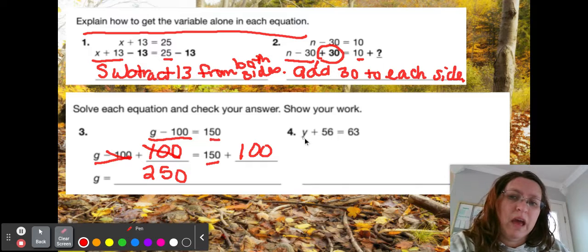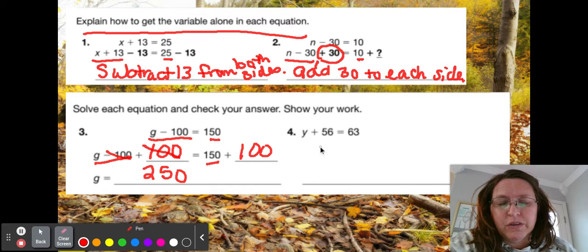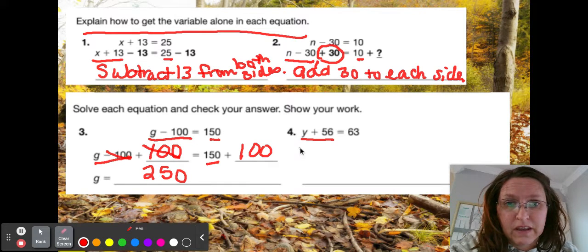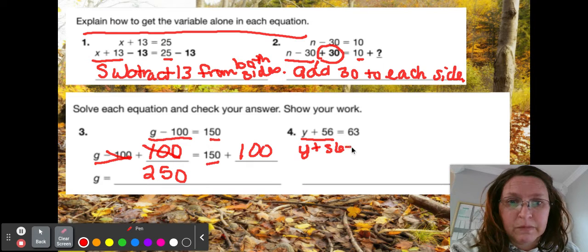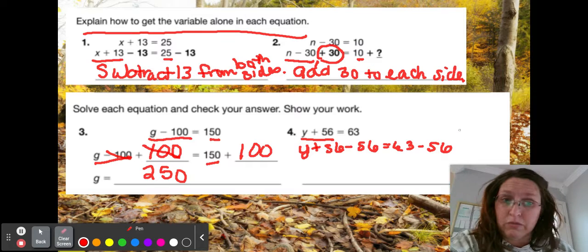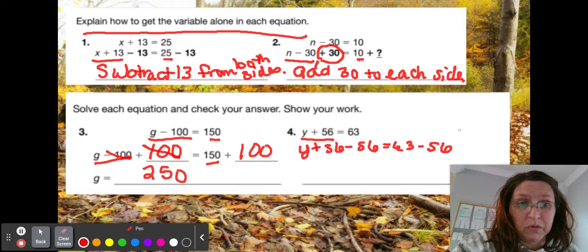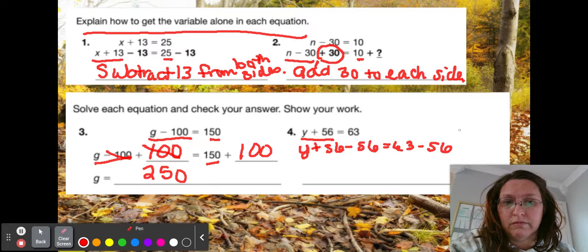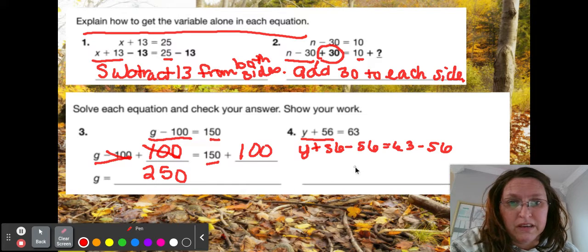Over here, I'm going to ask the same question. What's my variable? My variable is y. What are they doing to y? They're adding 56. So how do I do the opposite? I have to subtract 56 from both sides. So I'm going to do y plus 56 minus 56 equals 63 minus 56. When I'm subtracting 63 minus 56, I can count up or I can just subtract. And my answer would be what? My answer would be 7. So y equals 7.